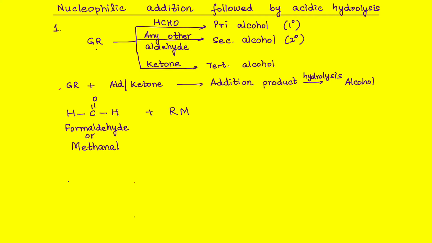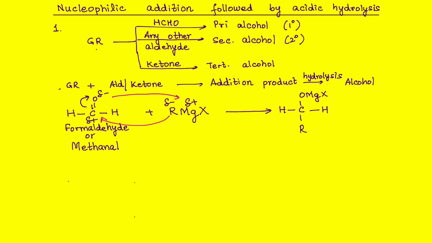RMgX, our favorite formula, the general formula for the Grignard's reagent. Go ahead, negative, positive, negative, positive. Connect the negative to the positive and positive to the negative. So R goes to this carbon atom and oxygen calls the magnesium and says, come on, I may have something for you. So we have over here H C O MgX, H and R. So this is our addition product which has been formed.